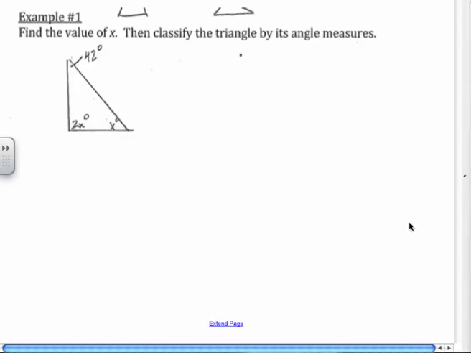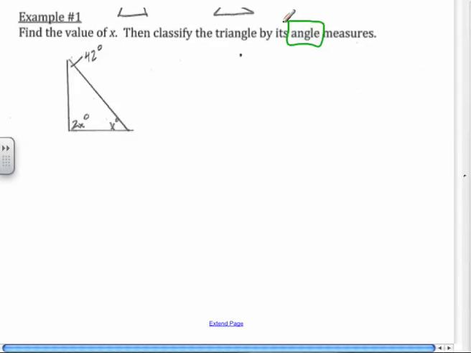Okay, gentlemen, now we're looking at example number 1. It says find the value of x, then classify the triangle by its angle measures. There are two things I have to do. I have to find out what x equals, and then I have to classify this triangle based on its angles.